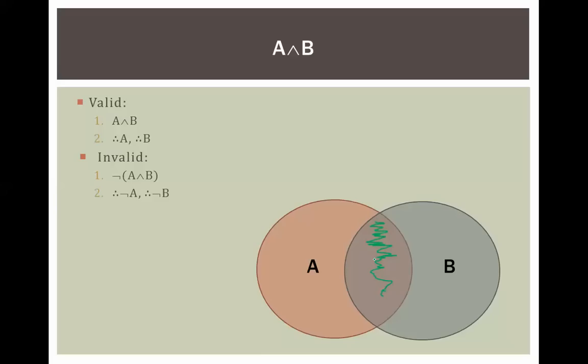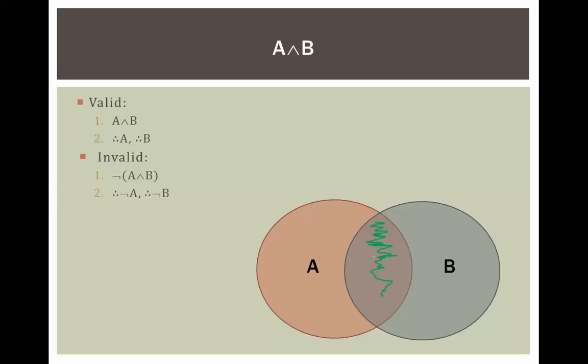So what kind of conclusions can you get from that? Well, you can get the conclusion that A is true because you're in the A area, and that B is true because you're in the B area. I should have said these little dots, three dots, mean therefore, by the way. So, therefore A and therefore B. That sounds super obvious, right? A and B is true, therefore A is true, therefore B is true.